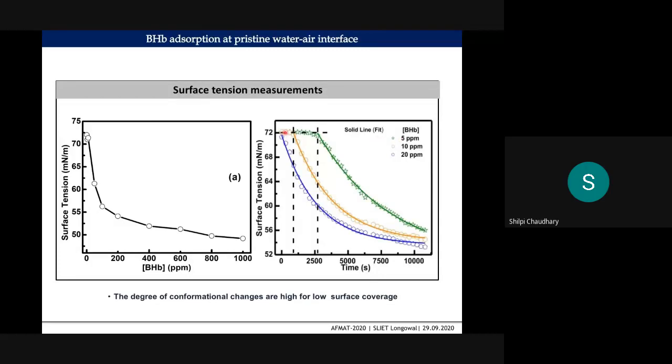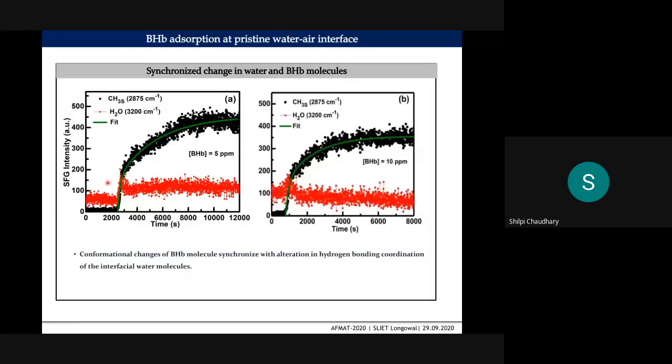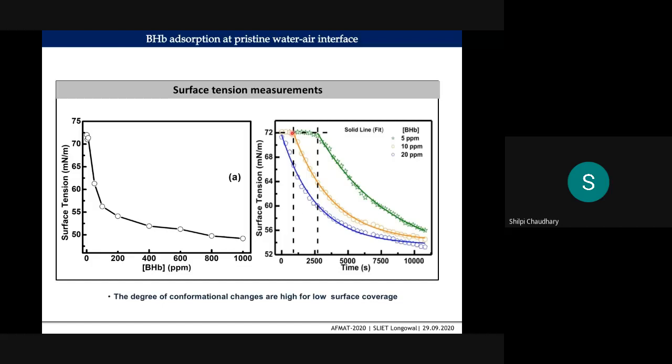Remember that during the SFG measurements, you see that there was an induction time of 2000 seconds for 5 ppm, and the induction time for 10 ppm was 1000 seconds. You can clearly see in the surface tension measurement also that for 5 ppm, the induction time is still around 2500 seconds, and in the case of 10 ppm, it's around 1000 seconds. So the induction time is perfectly matching with the SFG measurements. Okay, fine. So this in a way validates our SFG findings.